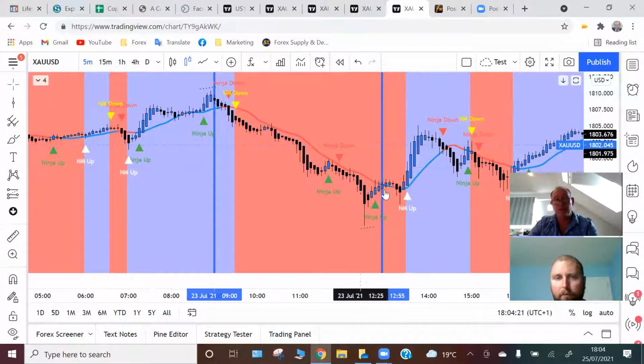Yep. Yeah, for example, if that turned blue there, exit the trade. Oh, there's a new ninja down, get back in the trade. That's how I personally use it. It's all about safety in mind and putting your profit in your pocket.